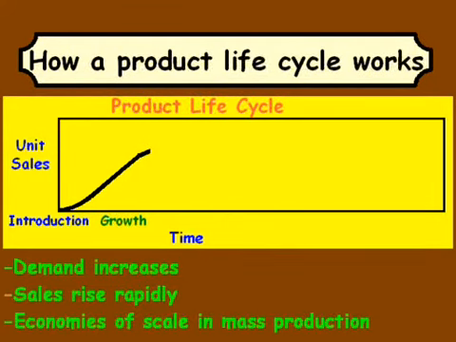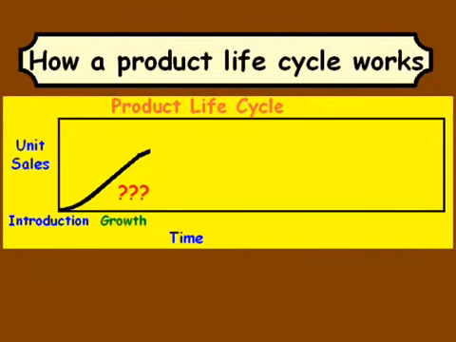In the growth stage, we've got demand increasing. Sales are rising rapidly, could be 25% plus, 50% plus, over 100% plus. They're gaining economies of scale by mass producing, so they're driving their average cost down. Times are really good. Now, this growth stage, I put a question mark here, is one of the trickiest stages for valuing a business.